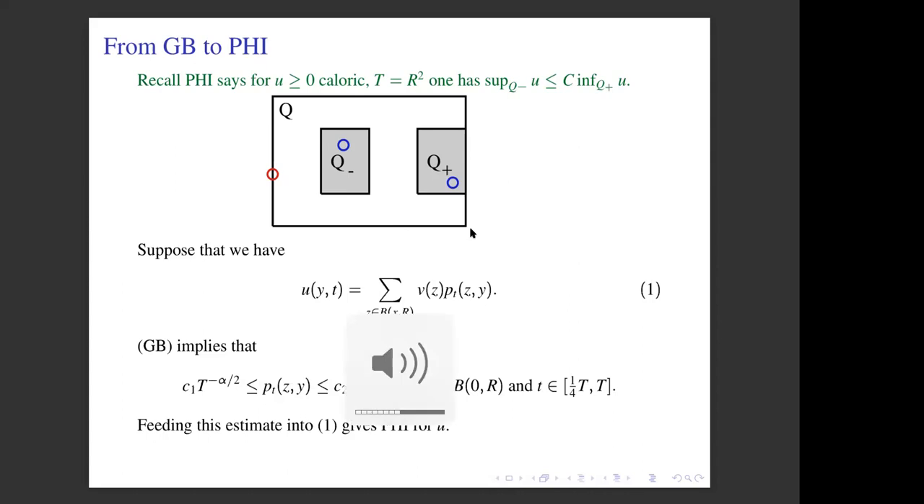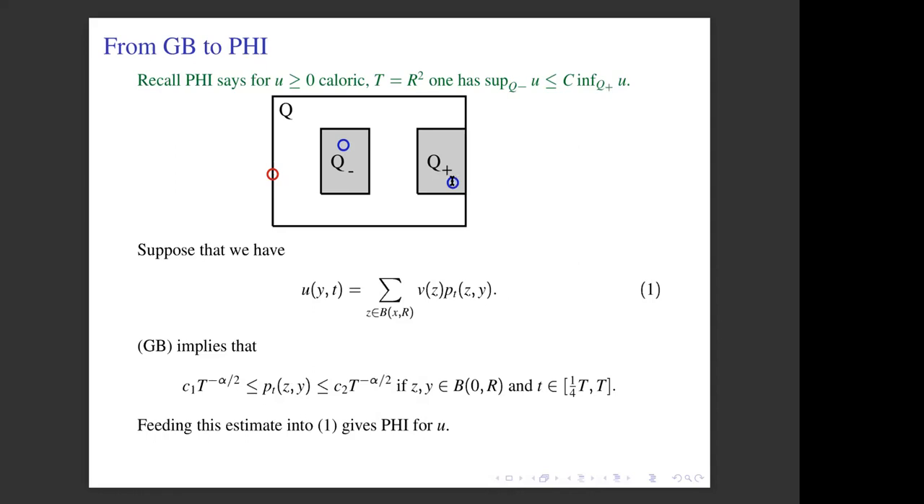And what are the blue circles? Okay, so sorry about this. The blue circles are supposed to represent possible points Y that we want to compare. So we want to compare the solution at a point like this with the solution at a point like that. Oh, very nice. Okay, very good.